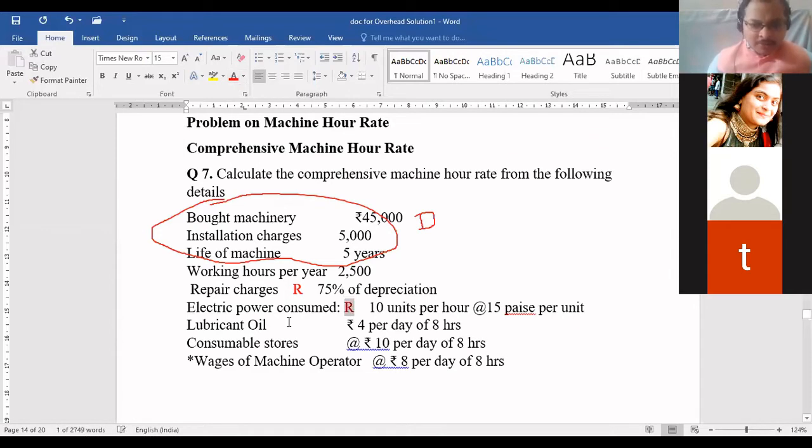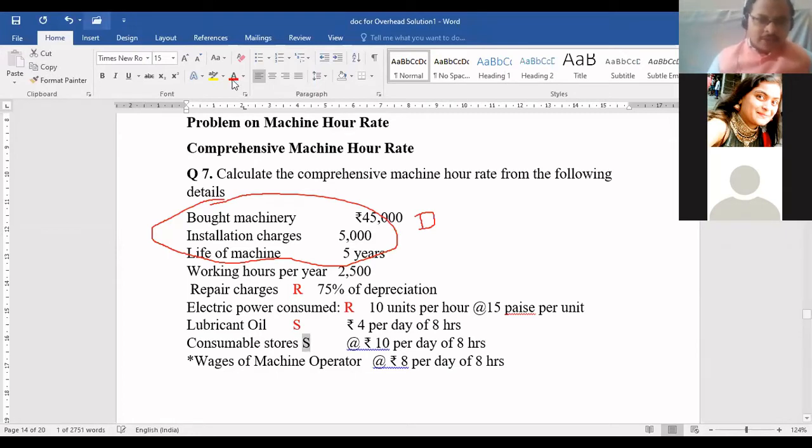Next one, lubricant oil. As we discussed, standing charges. Next one, consumable stores. Standing charges. Very good, very good.